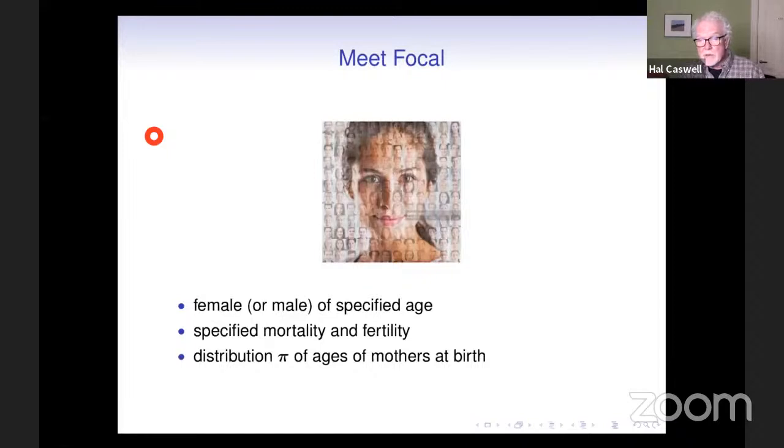I've already started talking about the focal individual, the idea that you develop your understanding of kin surrounding an individual. I've come to give this individual a name. This is Focal. Focal is a female, you could do it with males, but usually a female of specified age. Focal lives in a population with a specified mortality and fertility schedule, and with a distribution, which I will denote by pi, of the ages of mothers at the birth of their children. This is a standard thing that you can calculate from stable population theory, or you could actually measure it. So this is Focal. And the question is, tell me about Focal's kin.